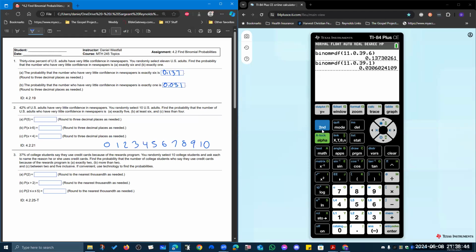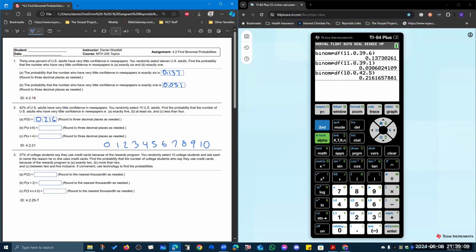So exactly 5, we're going to come in here and we're going to have 10 people for our N. And now we have 42% for our P, and we want to have exactly 5. So this is going to be 0.216.